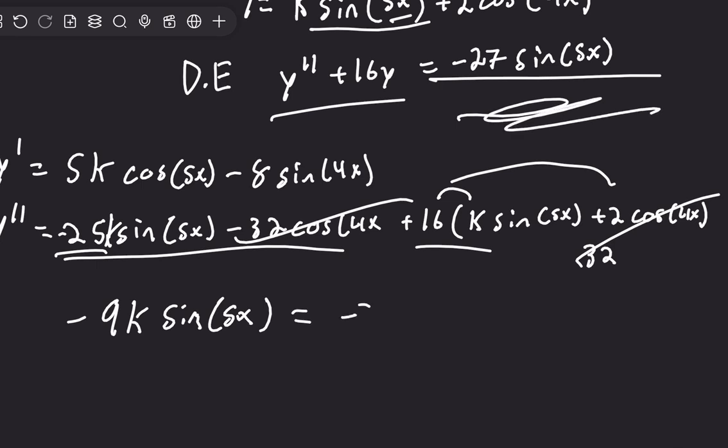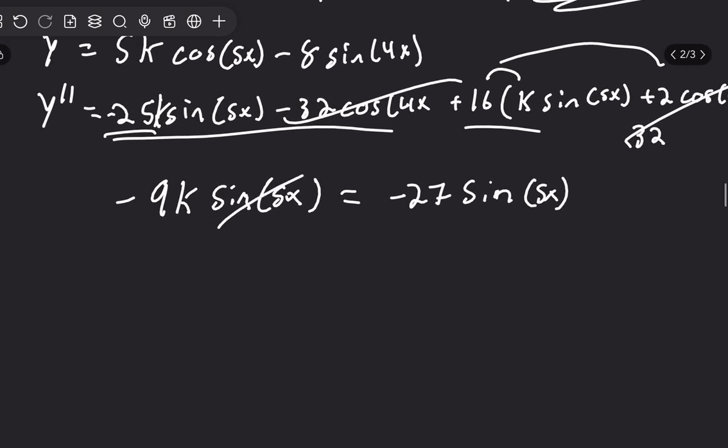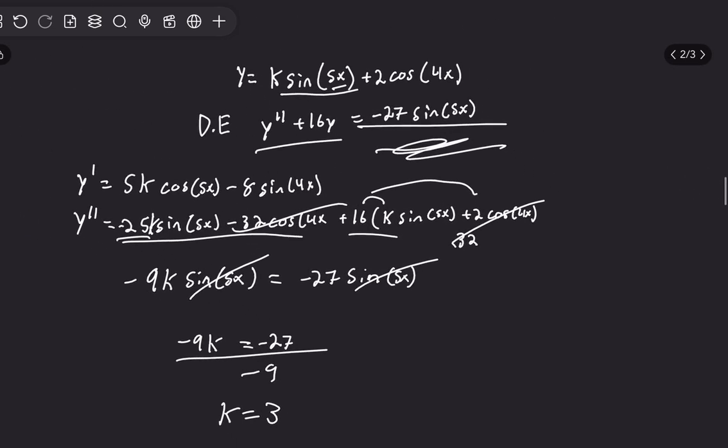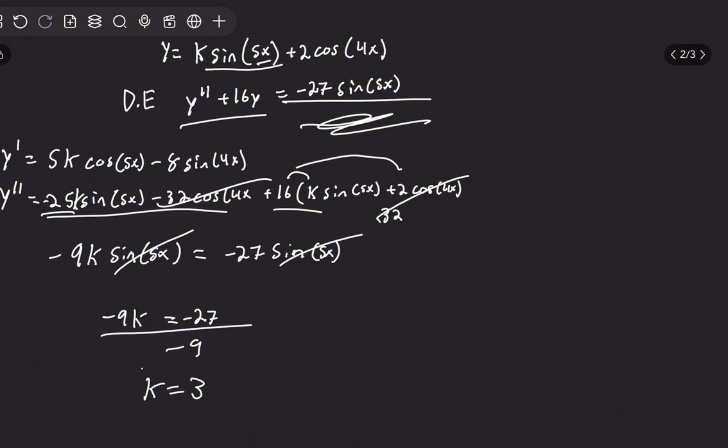Okay, negative 27 sine 5x. And hopefully you can see where this is going. These two will cancel out. And we're just trying to find where negative 9k equals negative 27. Divide by negative 9. K equals 3. So 3 is our solution to this, where we're looking for k.